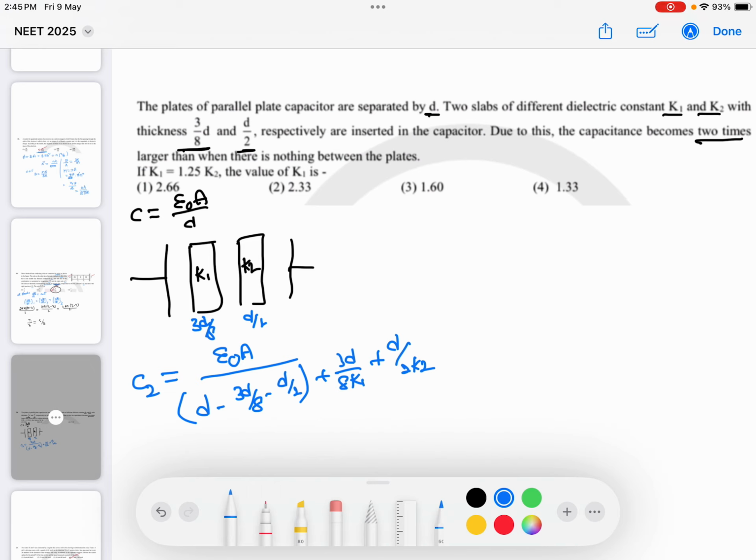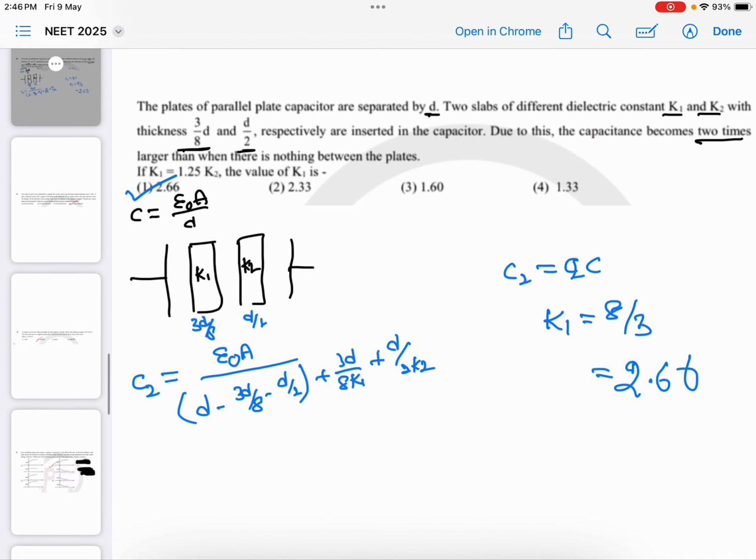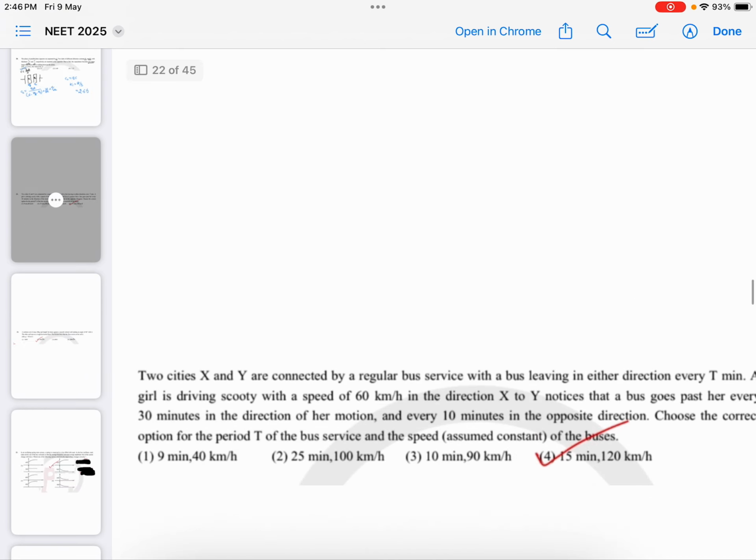According to the data, they are giving the C2 value equal to 2 times C. On calculating, we get the answer K1 equal to 8 by 3. 8 by 3 is nothing but 2.66. So option 1 is the answer. This chapter belongs to electric potential and capacitance, particularly the capacitance value.